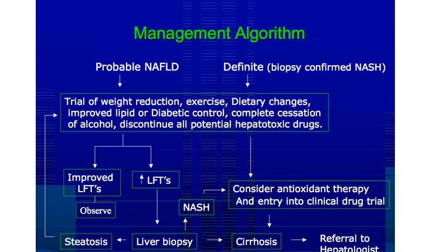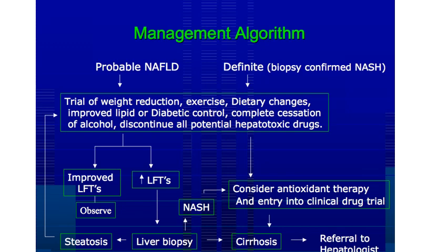If liver function tests still are elevated, we have to perform a liver biopsy, and if it confirms that we are still in the stage of steatosis only, then we can continue the above mentioned lifestyle modifications with lipid and diabetic control, and of course discontinuing all potential hepatotoxic drugs or alcohol.